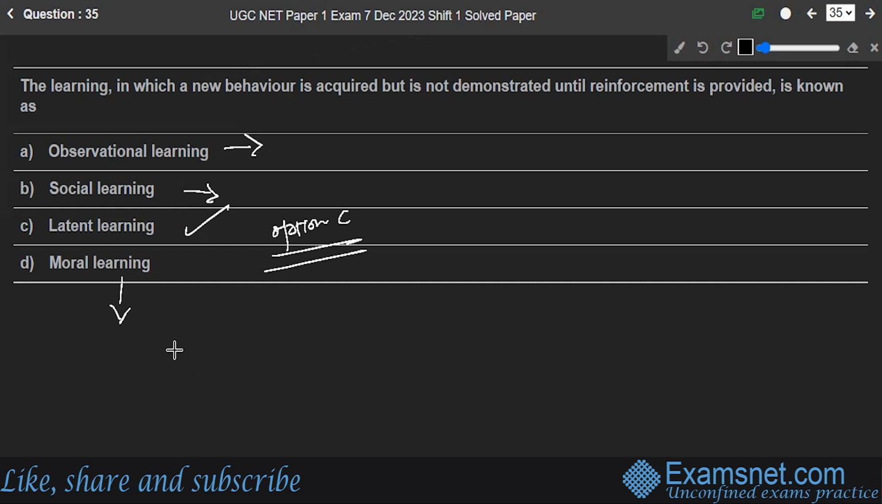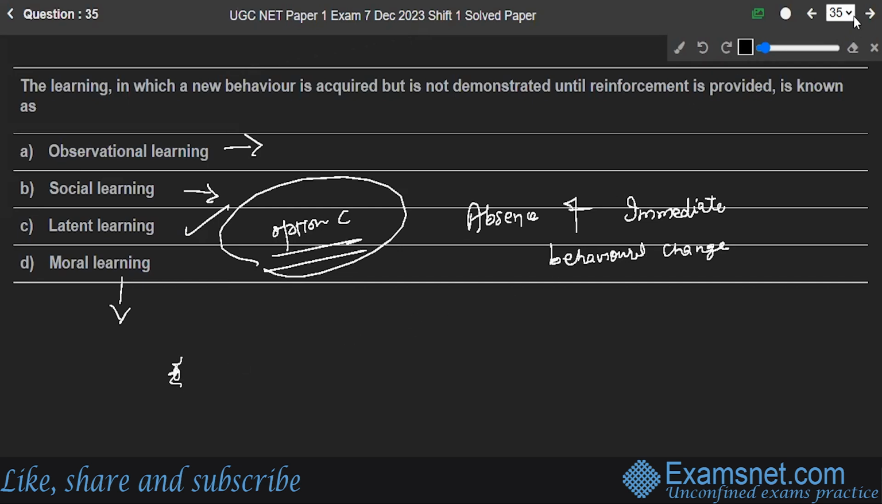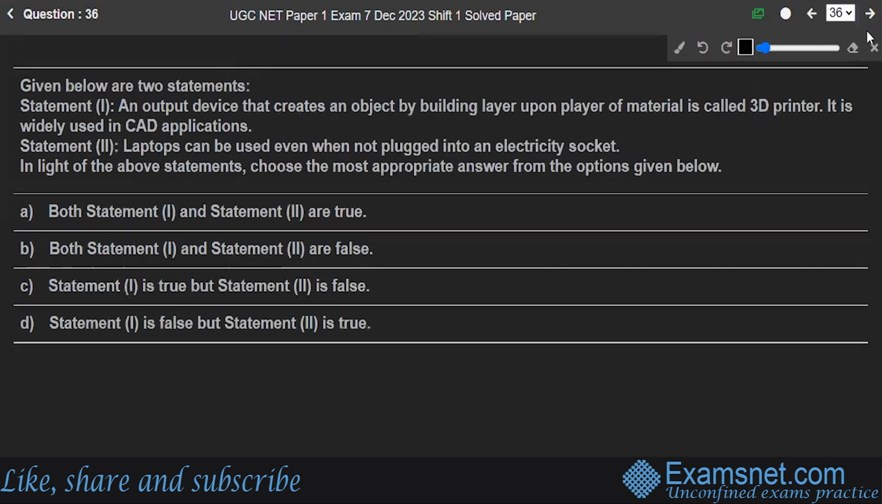Okay. So the key aspect of latent learning is the absence of immediate behavioral change despite acquiring knowledge or skill. This behavior remains latent until reinforcement or a specific situation triggers its demonstration. So option C, this is the right answer to the question. Hope you got that. Next is question number 36.